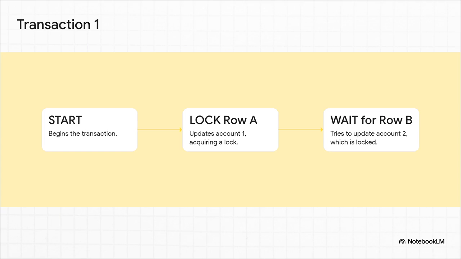It starts up, and its first move is to update account 1. So, boom, it gets an exclusive lock on that row. Simple enough. But its next step is to update account 2, and this is where it hits a wall. It has to wait. Why?